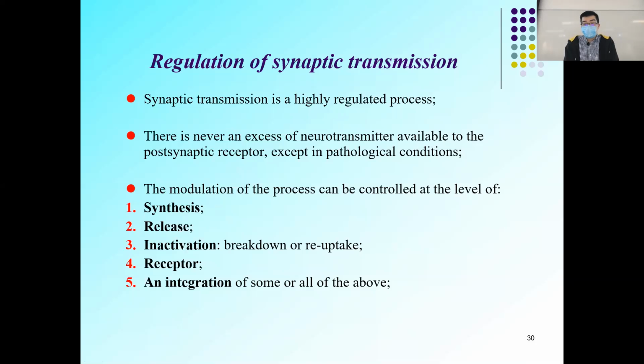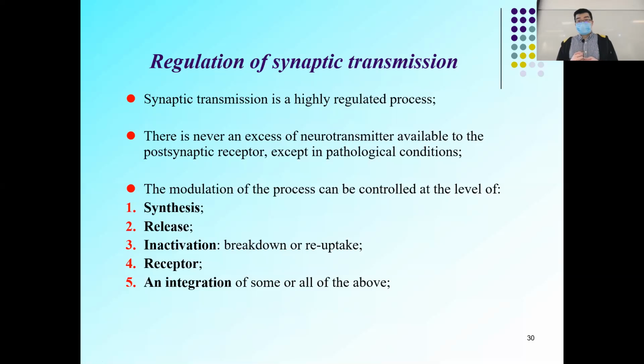So what do we mean? There's always just enough neurotransmitter going to the receptors, and then it is removed at a fast rate to stop the transmission, so that the next transmission can occur again. That is important, as we mentioned.